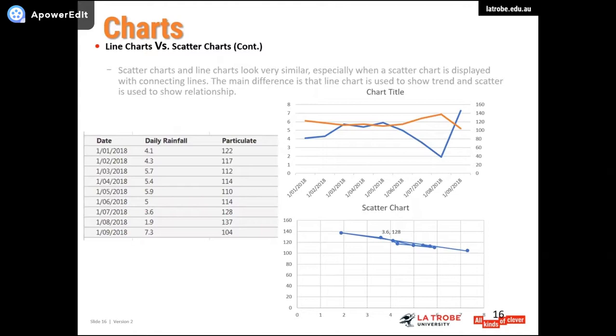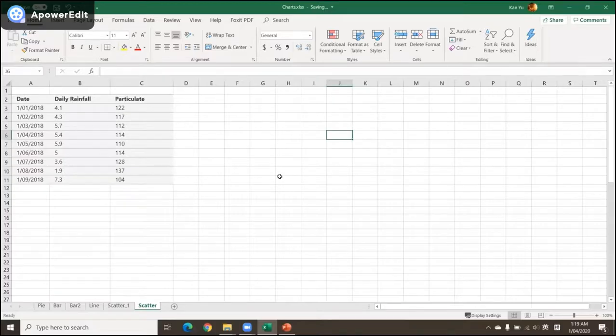Maybe you can guess, because when the rainfall increases, then the particulate value drops. But it's not obvious. You need to guess. So that's why we should use a scatter chart to find this out. Now I will tell you how to draw these two charts, both the line chart and the scatter chart.